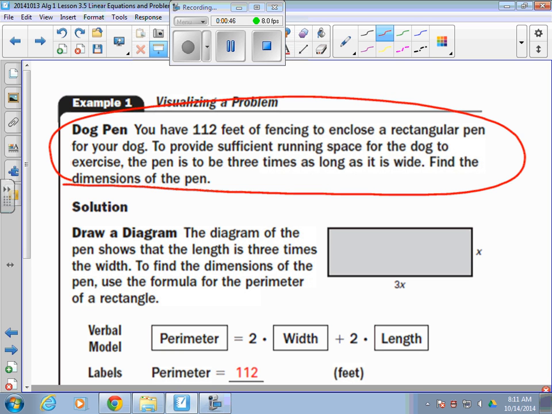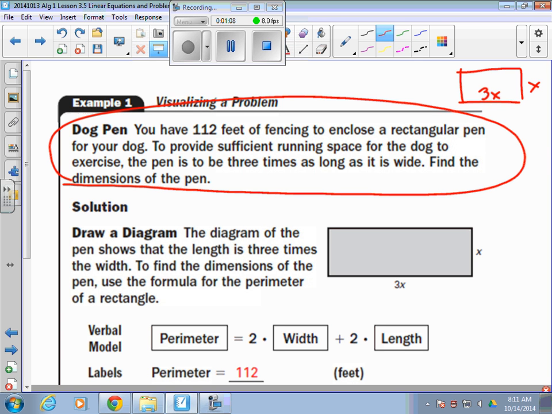So you don't have to be an artist to draw a diagram. Just draw something that you can visualize. Okay. It says it has to be 3 times as long. Well, you don't know how long either one of them is. So if the width is going to be x, the length has to be 3 times whatever that is. So the length has to be 3x. And that's why we have the picture that says 3x on the bottom and x on the side.